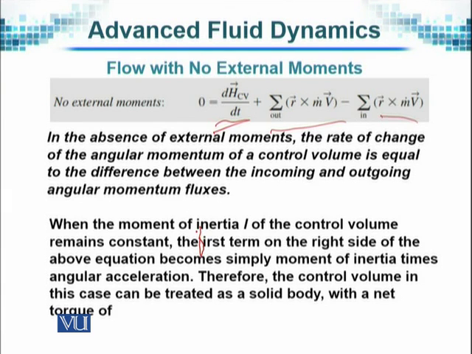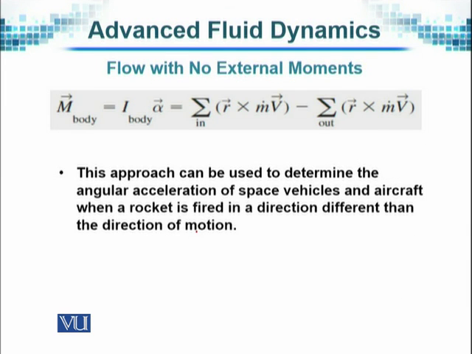So the first term on the right hand side of the above equation becomes simply moment of inertia times the angular acceleration. Therefore, the control volume in this case can be treated as a solid body with a net torque that is equal to the inertia of the body times the angular acceleration alpha, which is equal to the difference of these two forces.